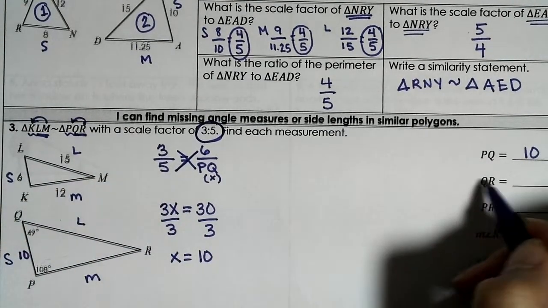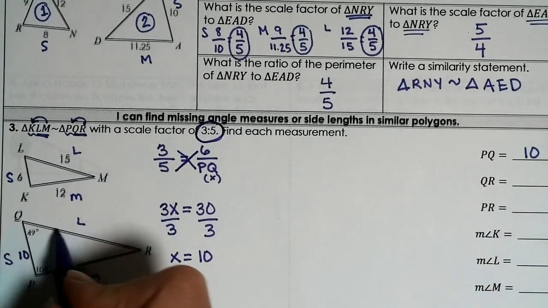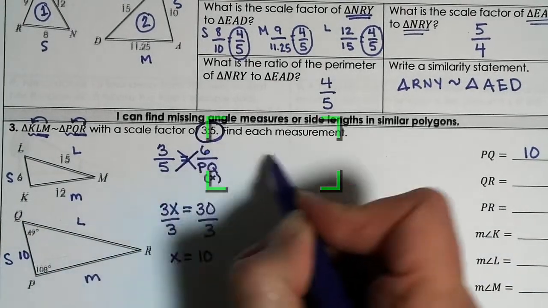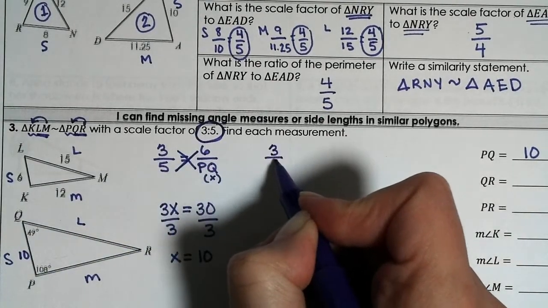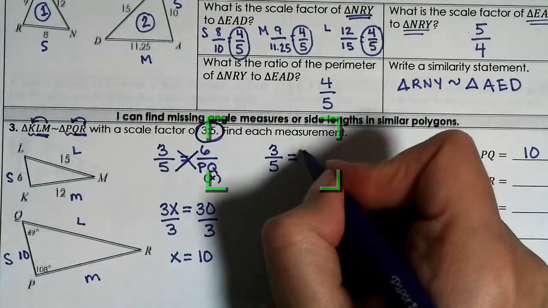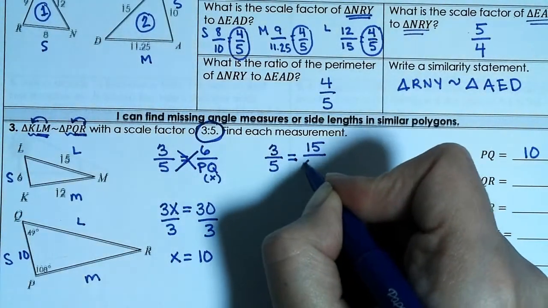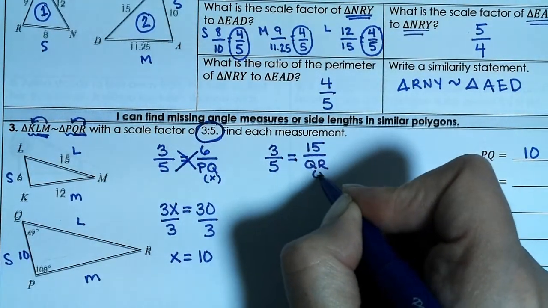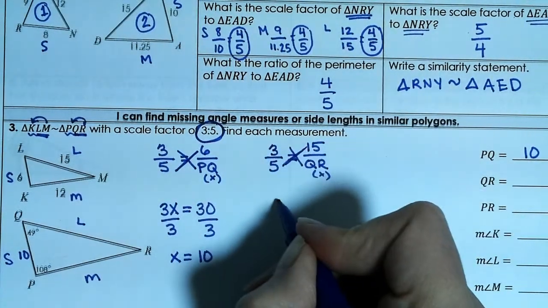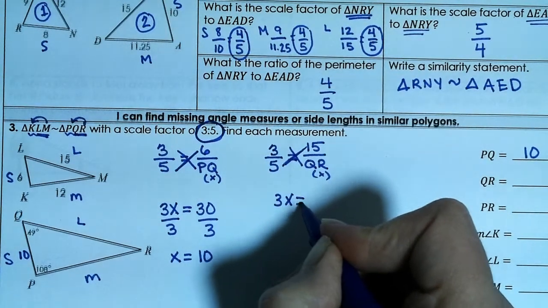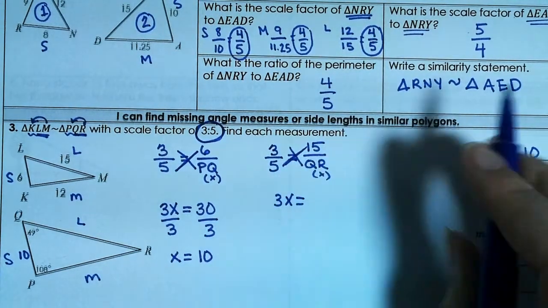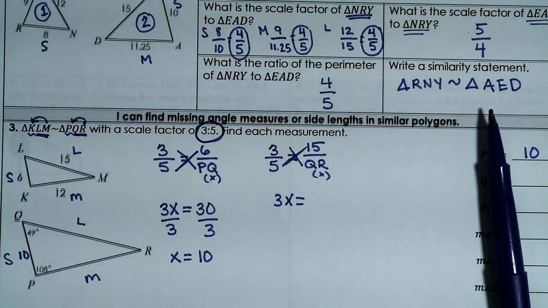All right, I'm going to do the same thing for QR. QR is my large side, which matches with LM. My scale factor hasn't changed. It's still 3 over 5. So I know that 3 over 5 should be equal to 15 over QR. Again, I'm going to call QR x when I solve this. I can cross multiply, so I'm going to have 3 times x is equal to 5 times 15. Whatever that is. 75?